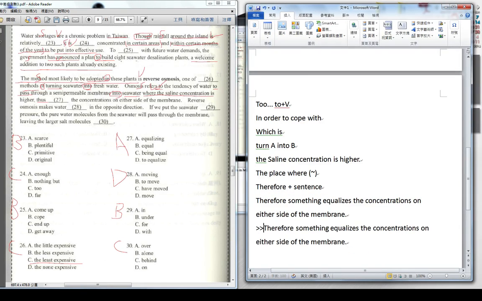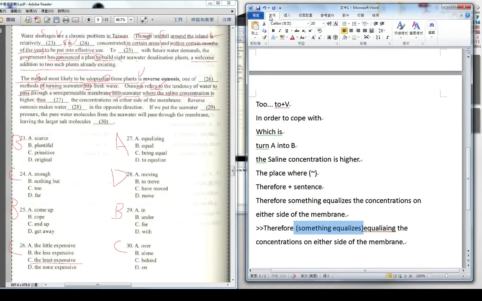Okay, so we change it like this. We delete the subject and delete the verb and put a V-ing, so equalizing the spelling, equalizing the concentration on either side of the membrane. Okay, we finally finished this long sentence, and it's two lines, three lines.